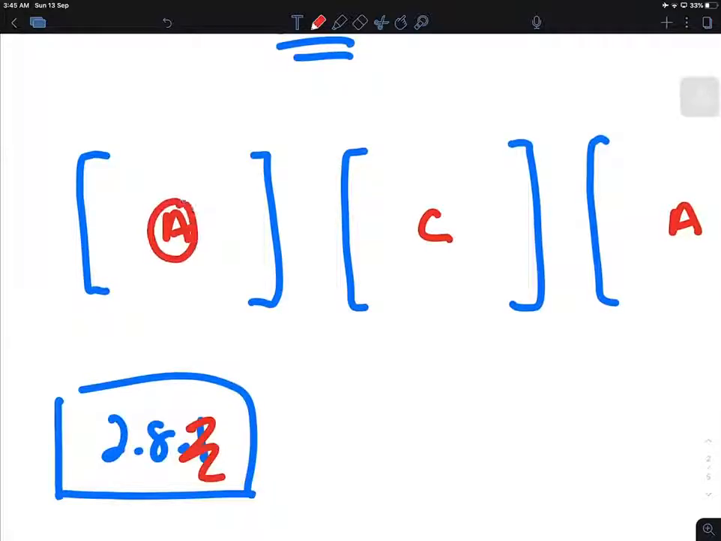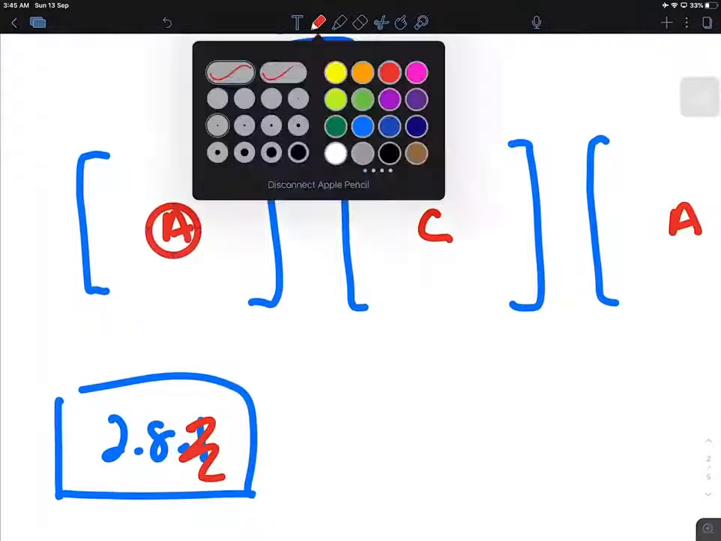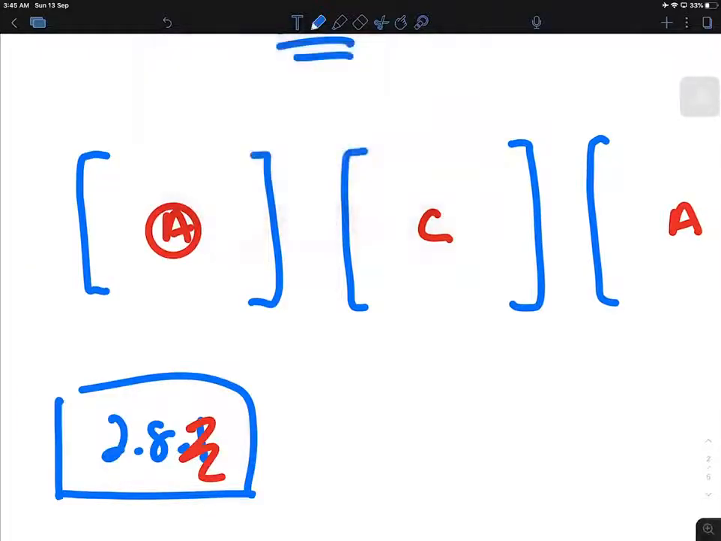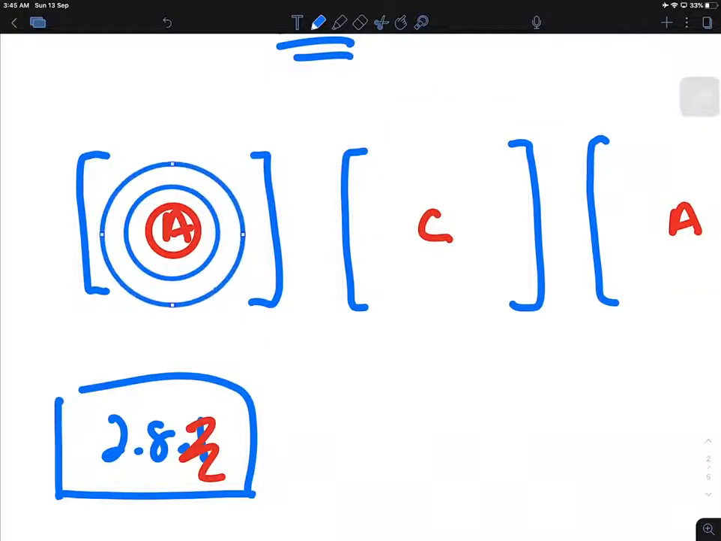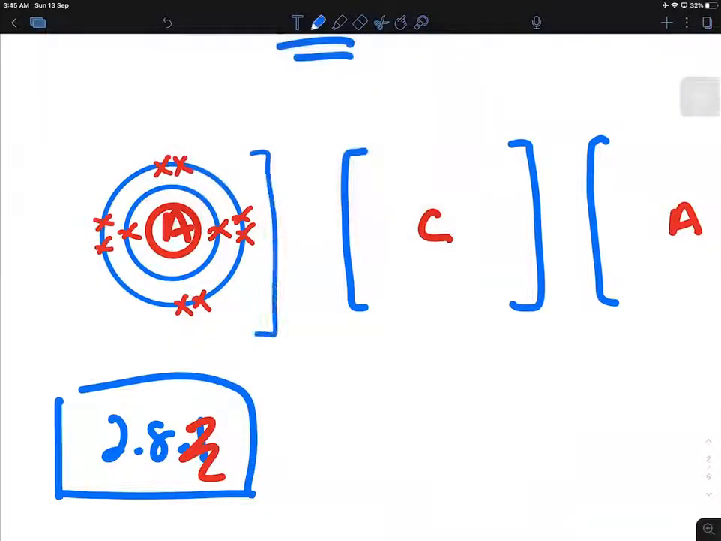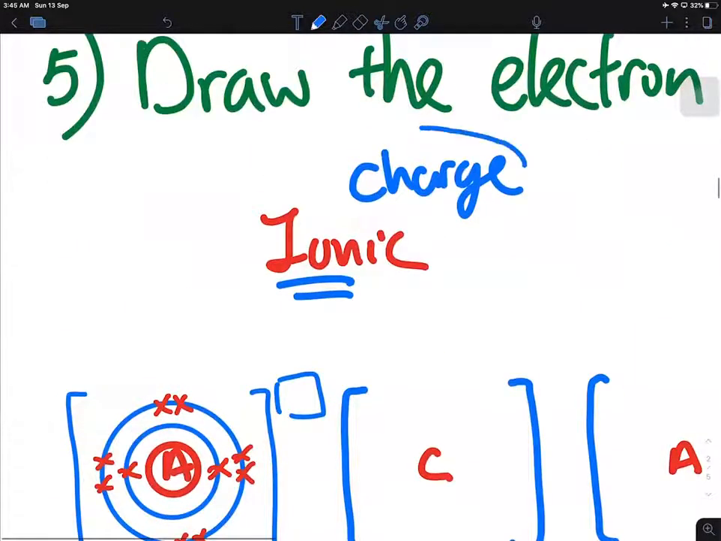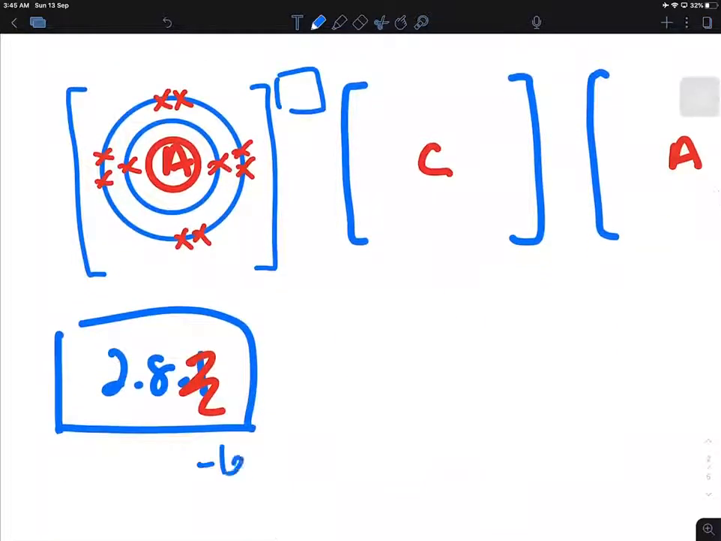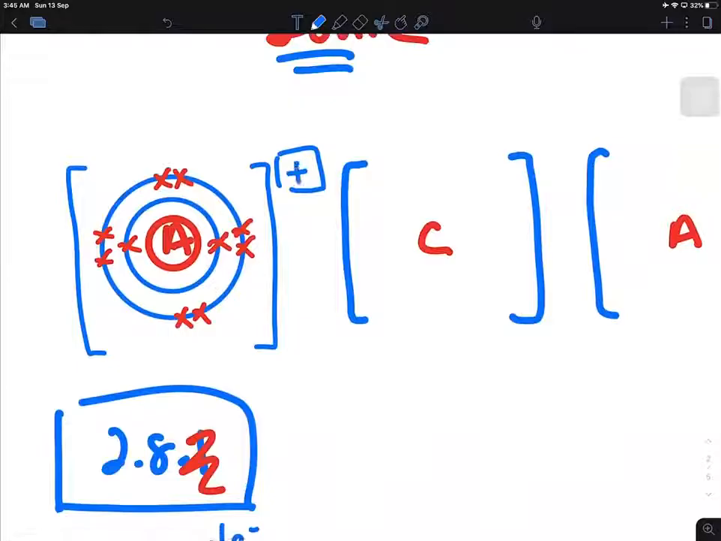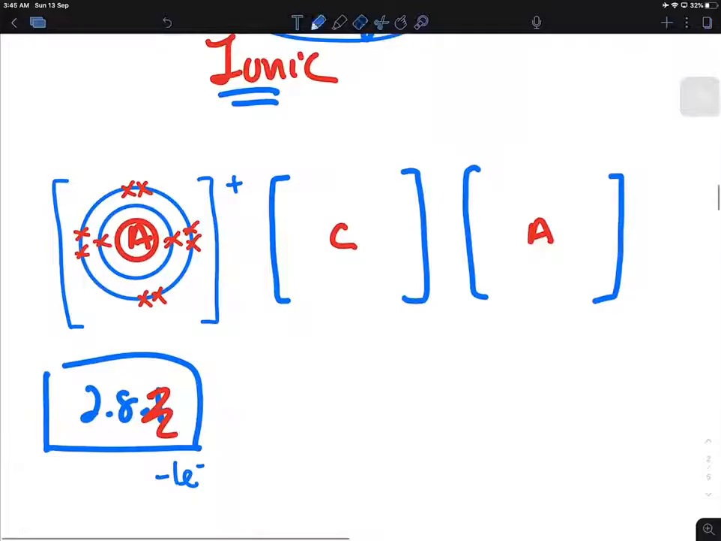How to draw? First, you draw a nucleus, and then follow by 2 shells, 2.8. So 1, 2. Okay. So 2, 8. This one everybody can draw. But people will always forget to draw the bracket. Bracket and then with a charge here. As we said, an ion must have a charge. Donated 1 electron, so it will be positive. So A positive.